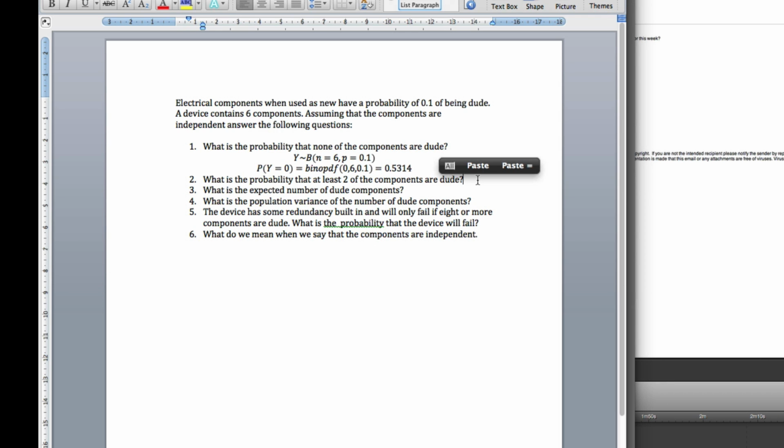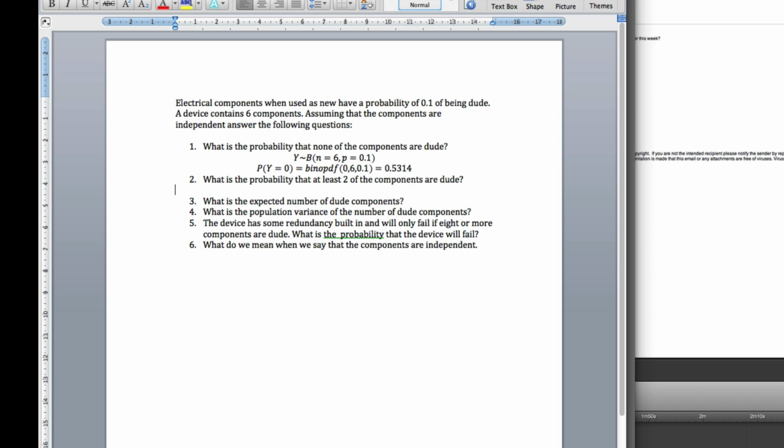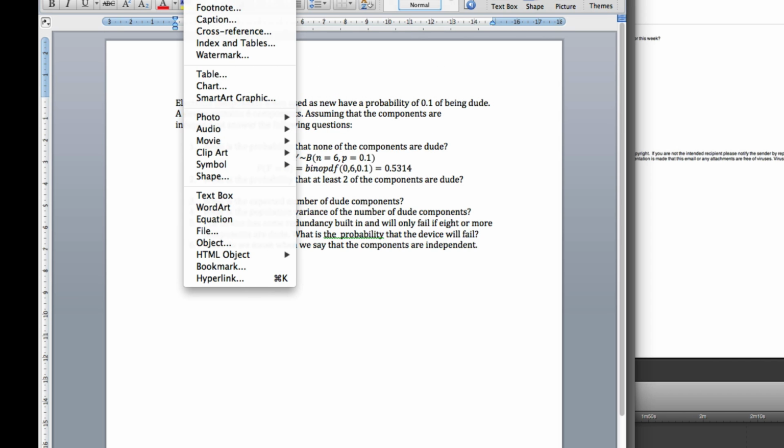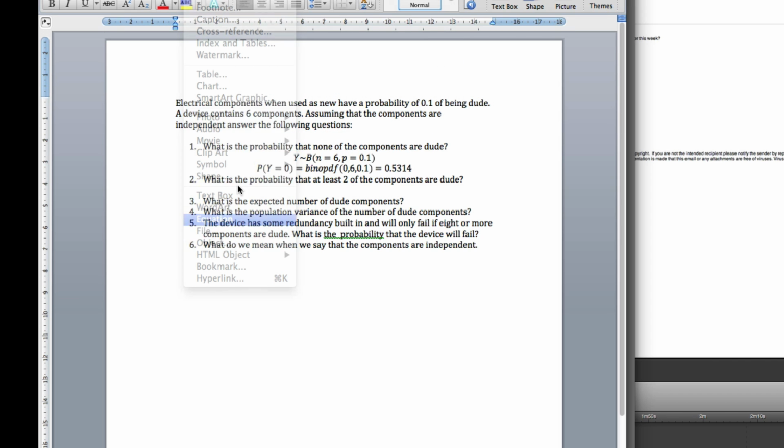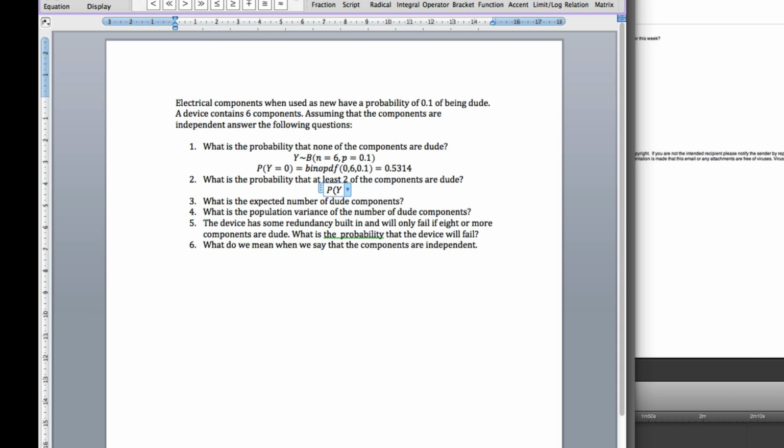Easy. Okay, what's the probability that at least two of the components are dead? So what do you want this time? The probability that y, well, at least is going to be greater than or equal to 2. Okay, so we know cdf is less than or equal. So this is going to be the same as 1 minus the probability that y is less than or equal to 1. We have to be very careful here. We've got greater than or equal to 2, so that would be 2, 3, 4, 5, or 6. So the probability y is less than or equal to 1 is 0 and 1. So 1 minus that gives us the values that we want.